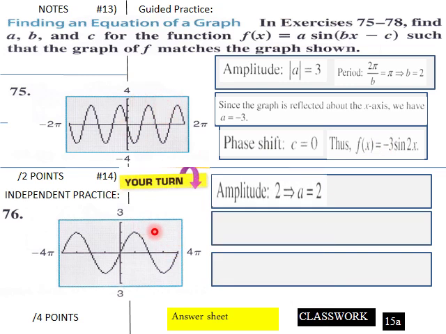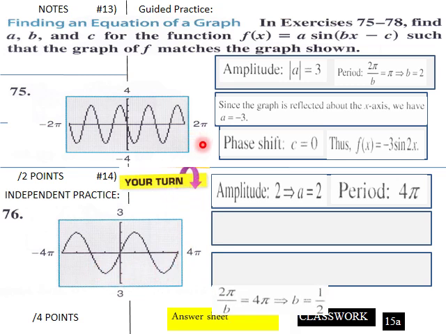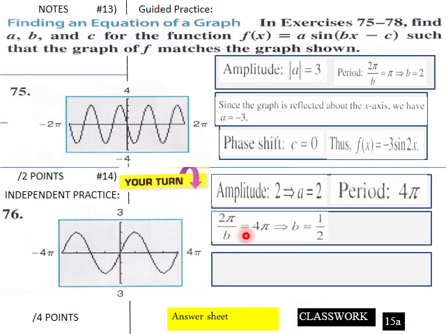And then down here, amplitude is 2. We know that a equals 2. Period would equal 4 pi. From here to here would equal 4 pi. And then 2 pi over b would equal 4 pi. So we know this has to equal 2 pi over b. Therefore, b would have to equal 1/2.